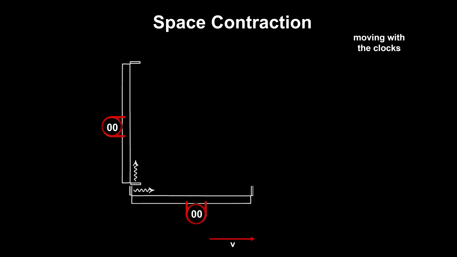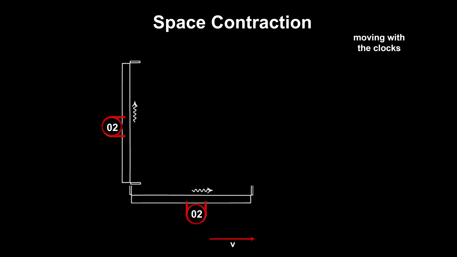Another consequence of the speed of light being a constant for all observers is that the size of an object shrinks along the line of motion when viewed by an observer in a different inertial frame. To see how this must also be true, we put a second identical clock on the moving frame, but this time we align it with the direction of motion instead of perpendicular to it.